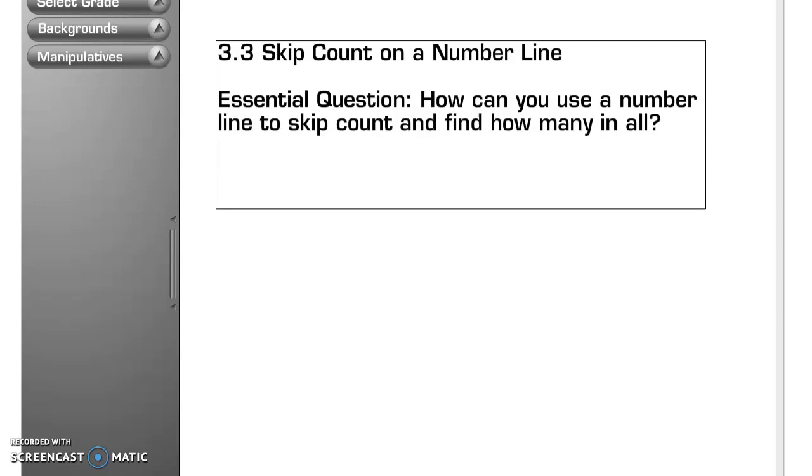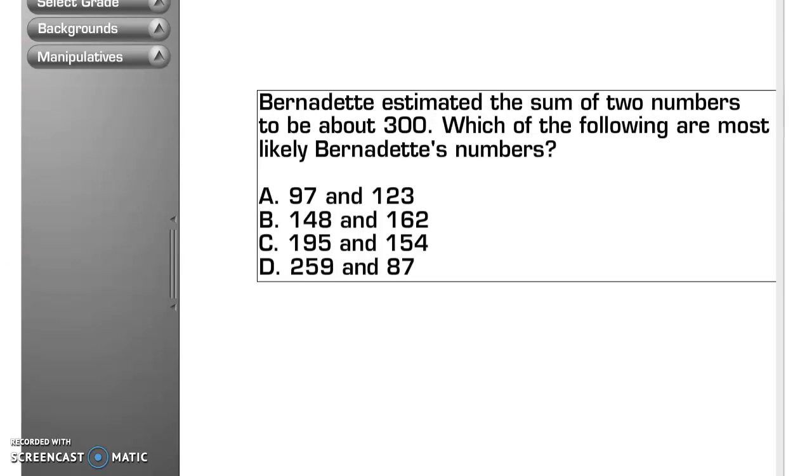Today is lesson 3.3, skip count on a number line. Our essential question is how can you use a number line to skip count and find how many in all? Our problem of the day is Bernadette estimated the sum of two numbers to be about 300. Which of the following are most likely Bernadette's numbers?